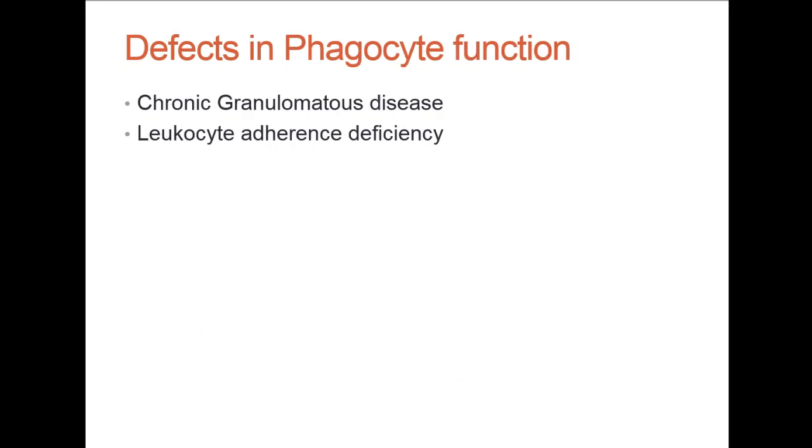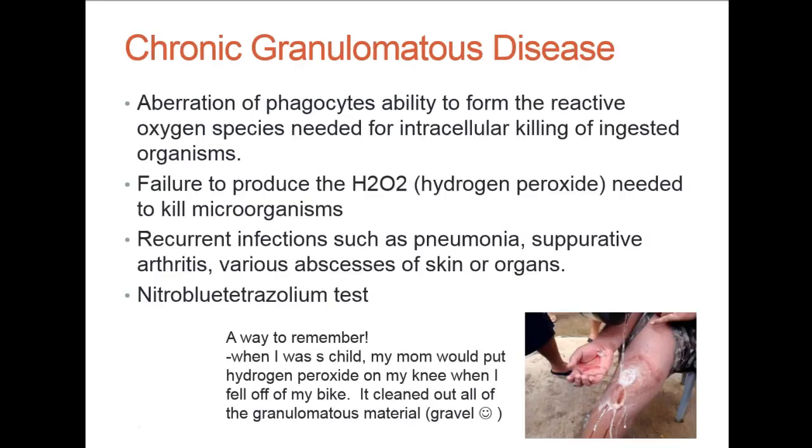Then we've got two defects in phagocytic function. One of them is chronic granulomatous disease, and the other one's leukocyte adherence deficiency. So these are the two we're going to finish with.